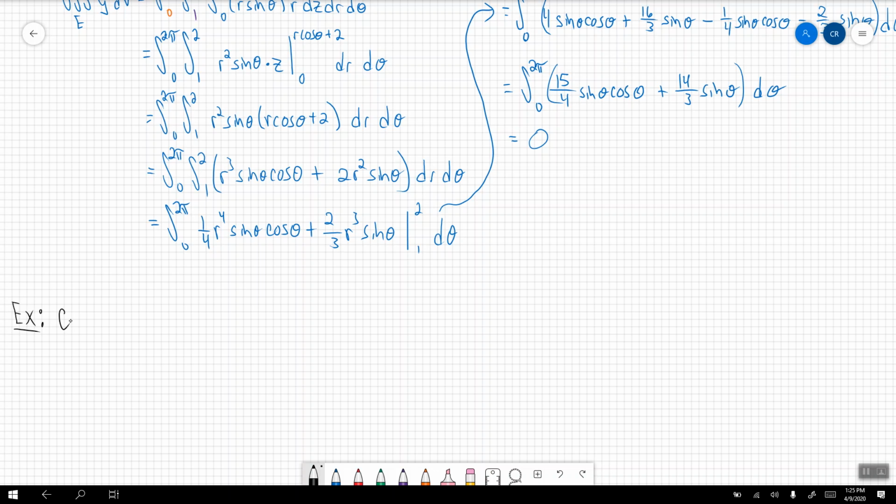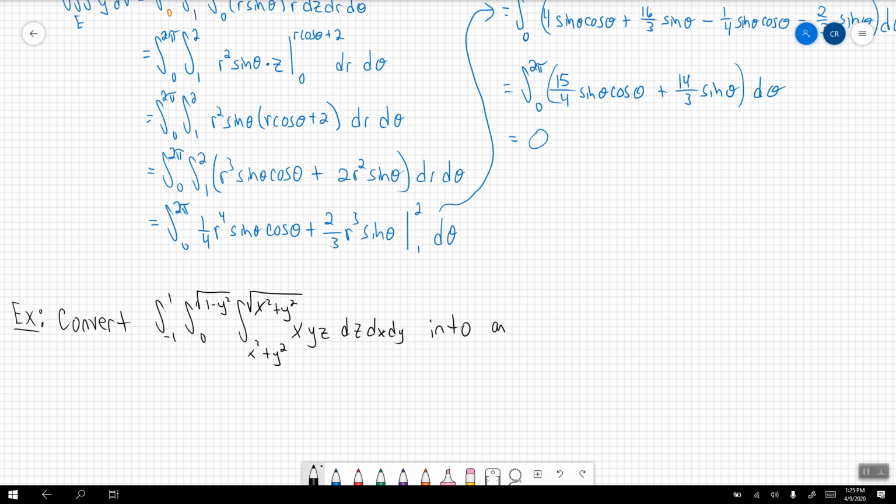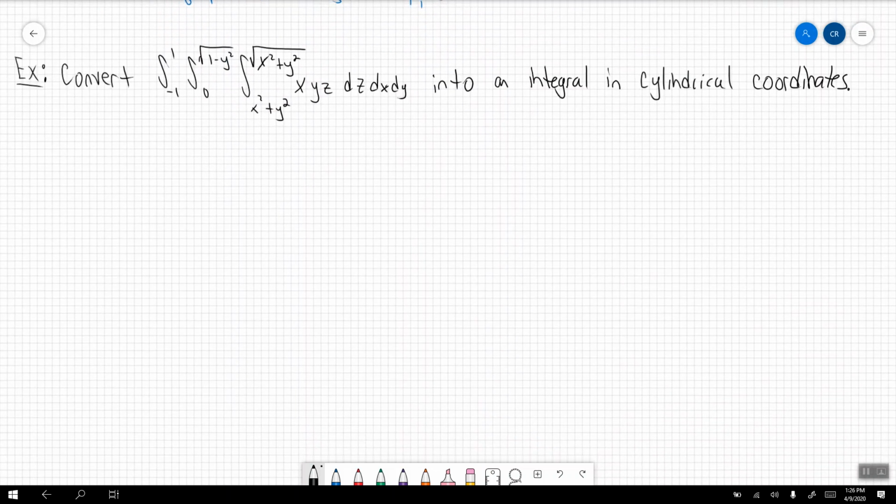Now, the very last question that we're going to work with for now is going to be to convert this triple integral, with 1 minus y squared, the integral for x squared plus y squared, up to the square root of x squared plus y squared, for x, y, z in terms of dz, dx, dy, and we want to convert this into an integral in cylindrical coordinates. So let's convert this integral into an integral using cylindrical coordinates.